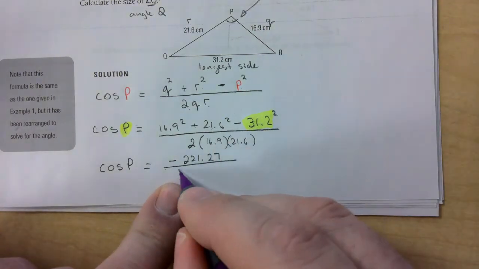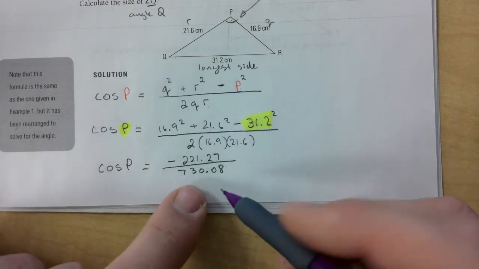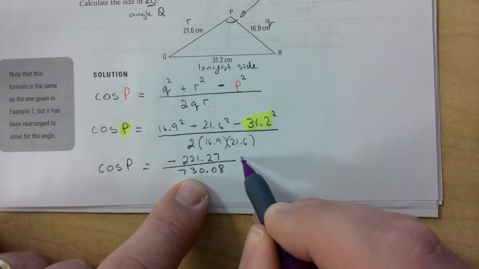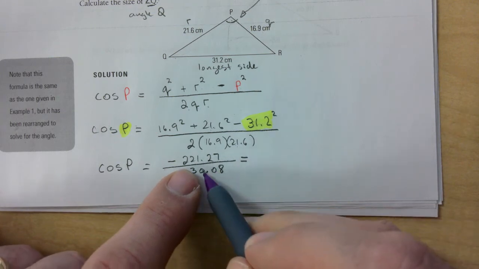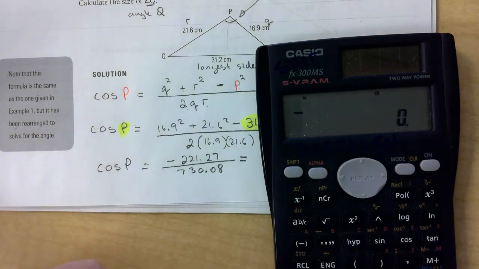730.08. Okay. Now we're going to divide these two, and we're going to put that decimal right next to it, because technically, if you turn this into a decimal, it's the same thing. So watch what I'm going to do.